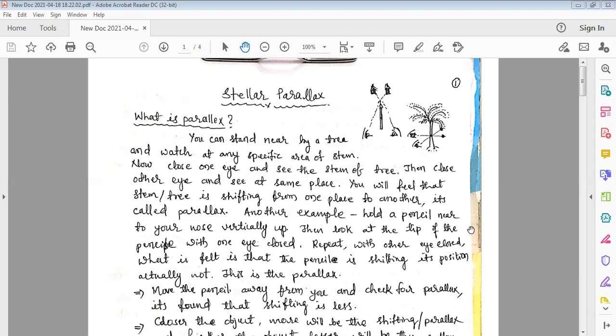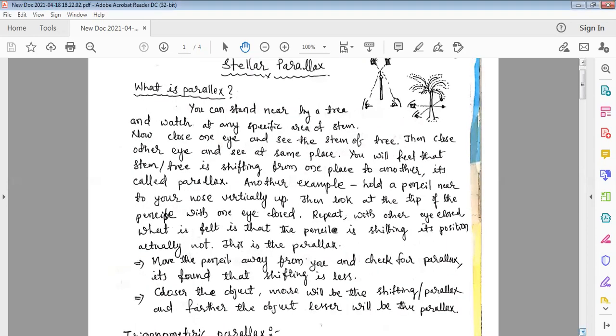I'm going to continue this chapter, Astrophysics. So, in this class, now we are going to study the stellar parallax. We'll see what is the stellar parallax, and before that, we will see what is the parallax. What is the parallax? Here, I have given two examples.